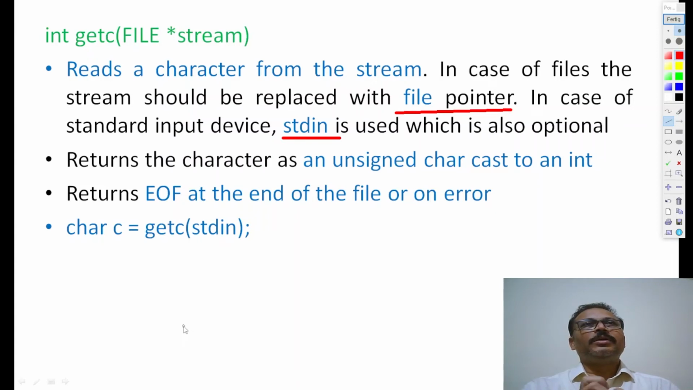So it returns the character, or otherwise it returns EOF at the end of the file or an error. So the simplified version is getc stdin, or you can specify the empty parentheses also. We'll see what is the restriction with your compiler. But it returns a character. Because it returns a character, you have to have a character variable on the left hand side.